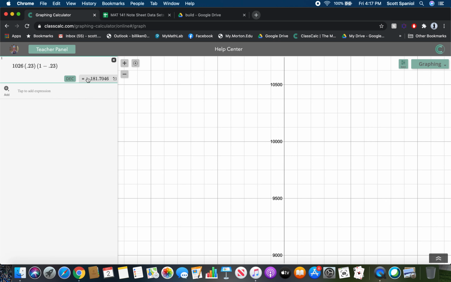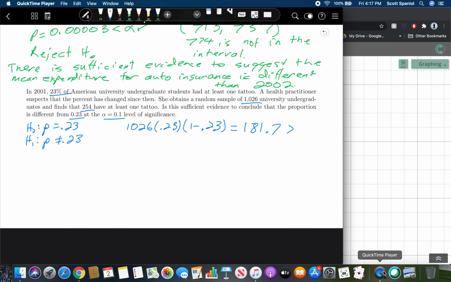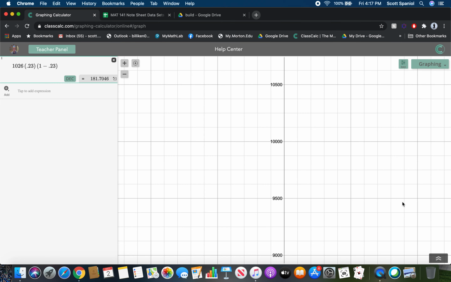Okay, and in this case we get 181.7, which is definitely greater than or equal to 10. So now we can do a 1 prop Z test or a 1 prop Z interval just like the one before, because we're doing not equal to. So we can use either one when we're doing not equal to. So let's go ahead and, like the previous one, do both.